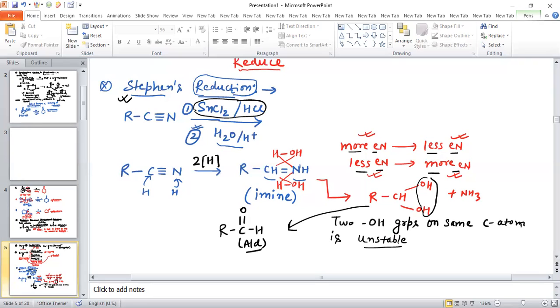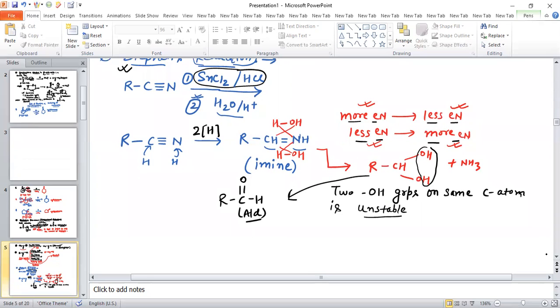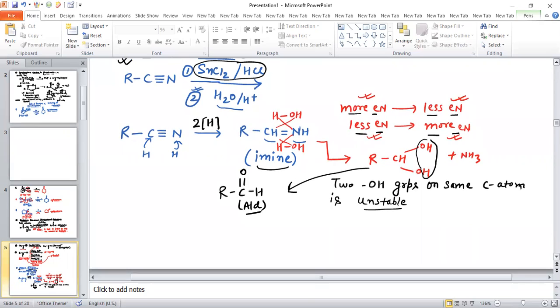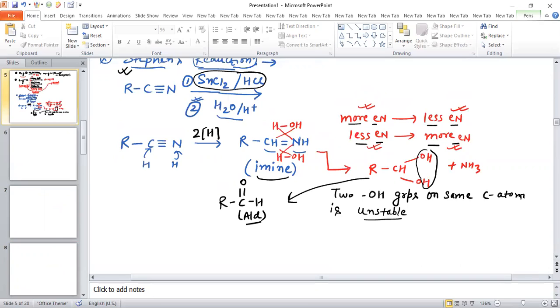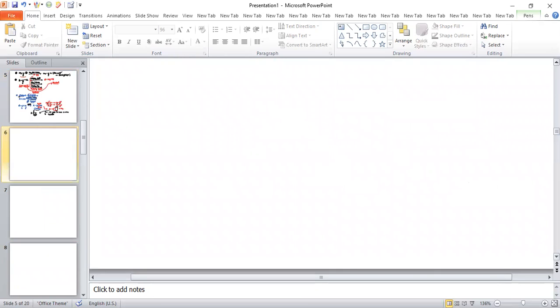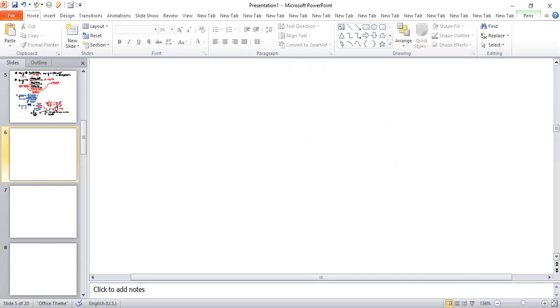Which reagents are used in Stephen reduction? SnCl2 plus HCl along with H2O. Now see some more questions related to this, and you can also know the intermediate obtained in this reaction. The intermediate obtained in this reaction is basically imine. Imine is basically the CH double bond NH group. Now see another reaction related to this.